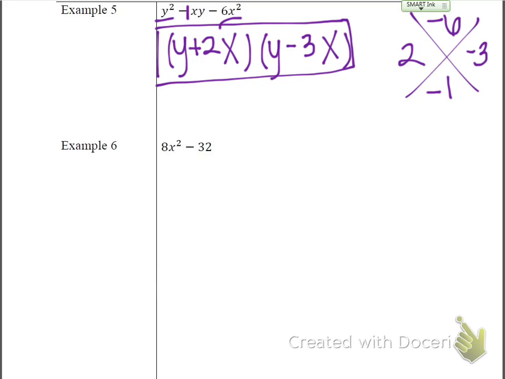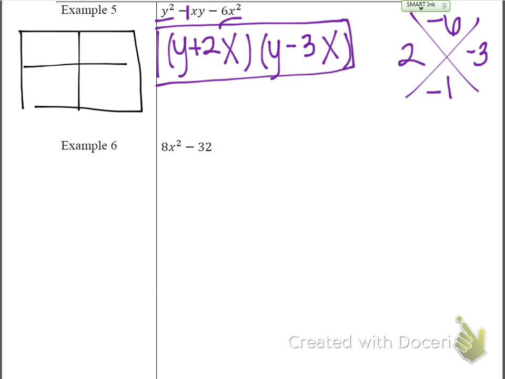What I want you all to do right now is FOIL. How many of you used FOIL? Can I see your hands? How many used the box method instead? Okay, whichever one you're comfortable with, I want you to take what we just did, y plus 2x and y minus 3x, use FOIL or box method to check our answer.